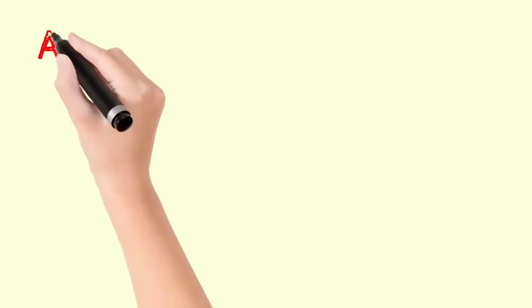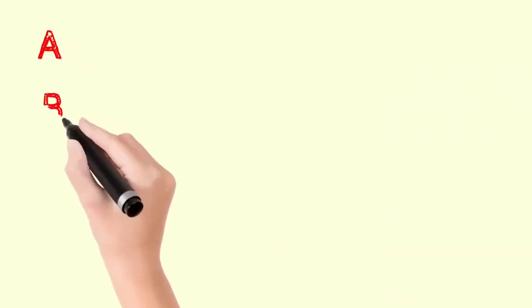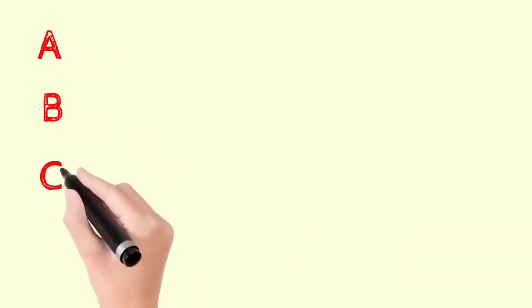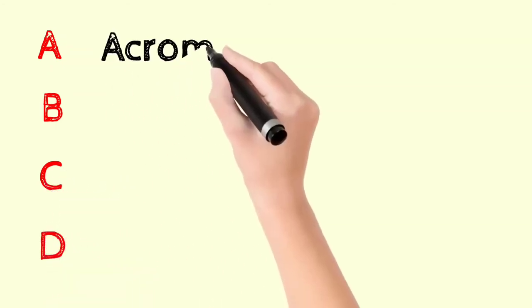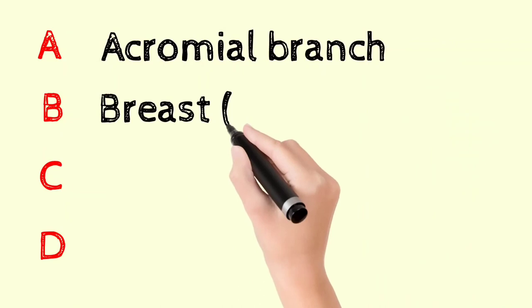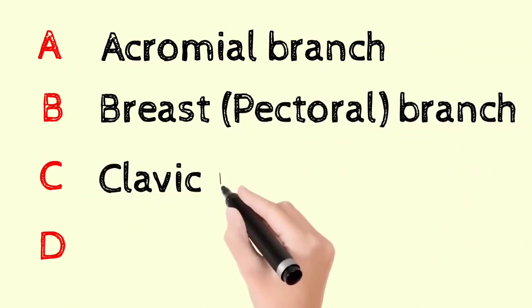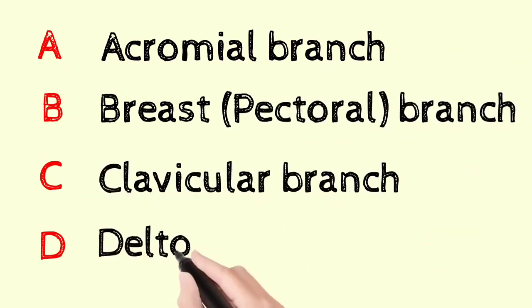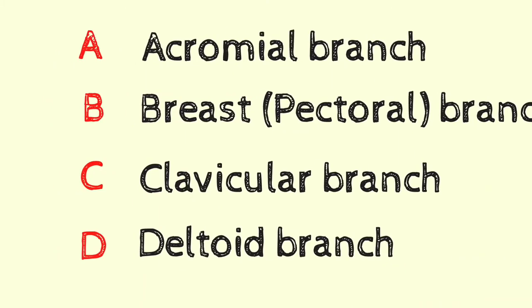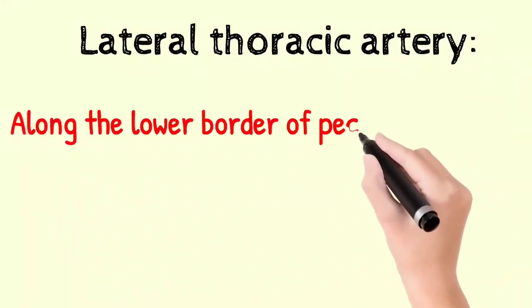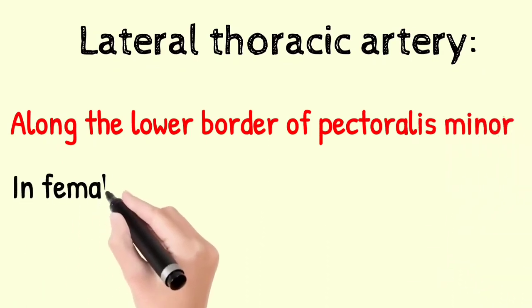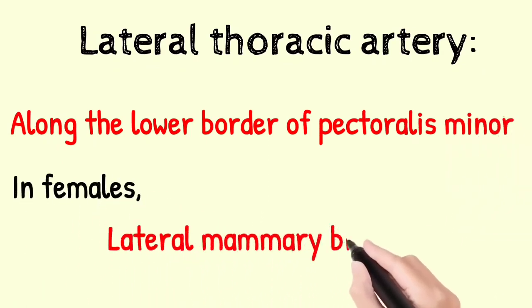We can remember this by a simple mnemonic: A, B, C, D. A is for the acromial branch, B is for the breast or pectoral branch, C is the clavicular branch, and D is the deltoid branch. Coming to the lateral thoracic artery, it flows along the lower border of the pectoralis minor muscle, and in females it forms lateral mammary branches.